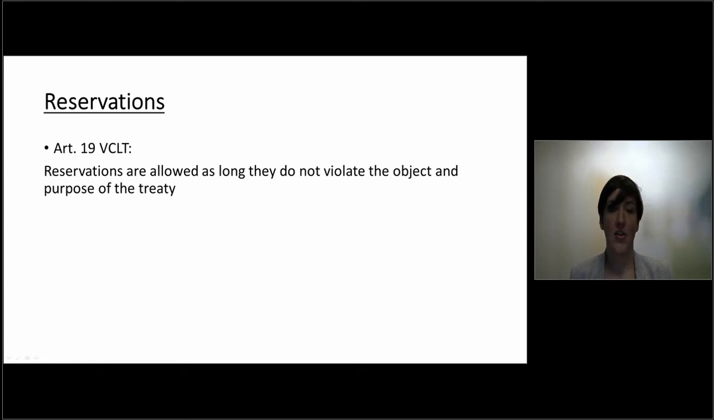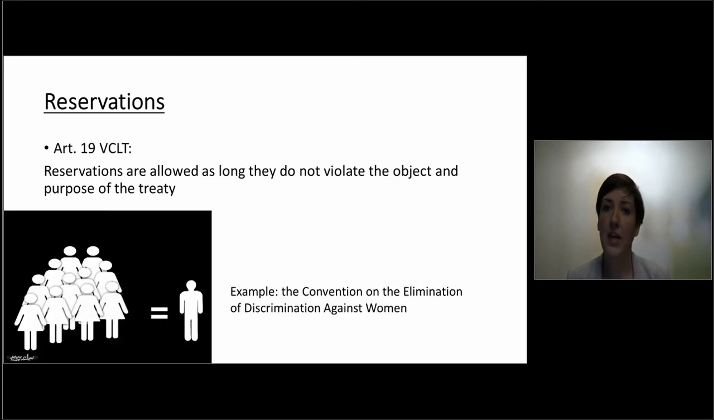Reservations are also arranged in the VCLT. And Article 19 of the VCLT says that reservations are allowed as long as they do not violate the object and purpose of a treaty. So, for example, you have the Convention on the Elimination of Discrimination Against Women, CEDAW. And a couple of states who became a party to CEDAW made the reservation that they did not wish to be bound by the article that says that women could give nationality to their children. So that children could obtain a nationality through their mothers.